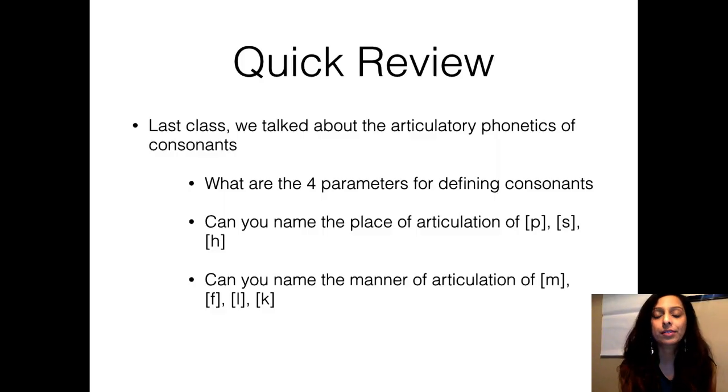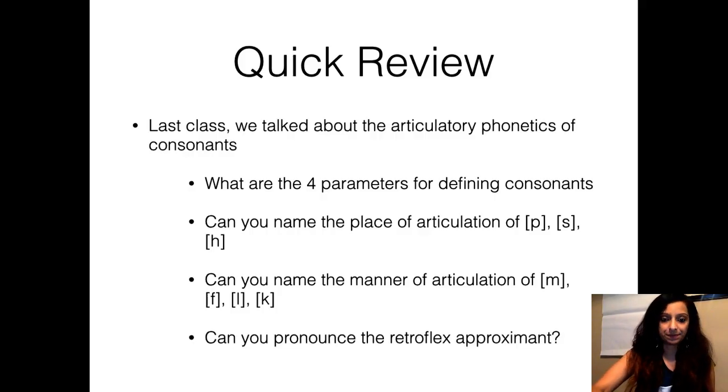Can you name the manner of articulation of m, p, l, and k? M is a stop because there's a complete closure of the air as it's coming out of your mouth. P is a stop, f is a fricative. L is a lateral, and k is a stop again. And can you pronounce the retroflex approximant of English? Yes, it's the rolled R, which is a retroflex approximant of English.